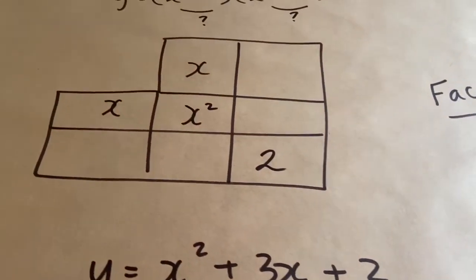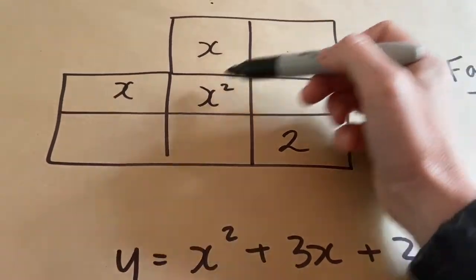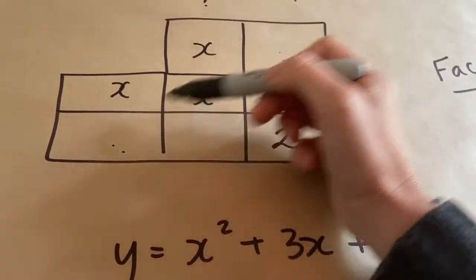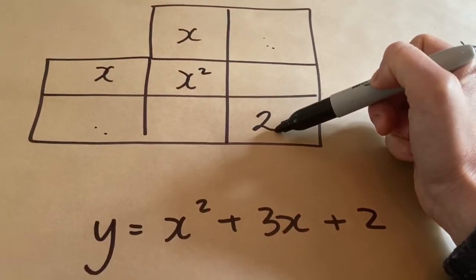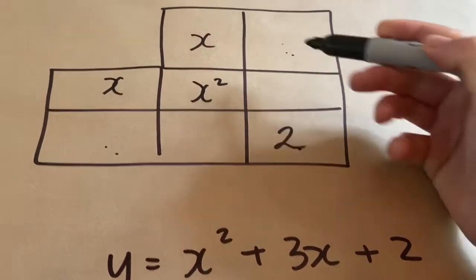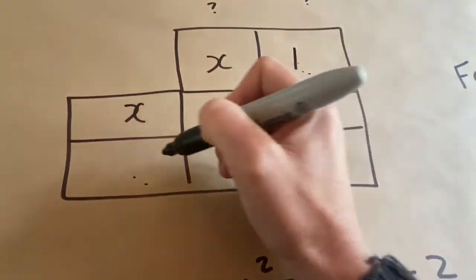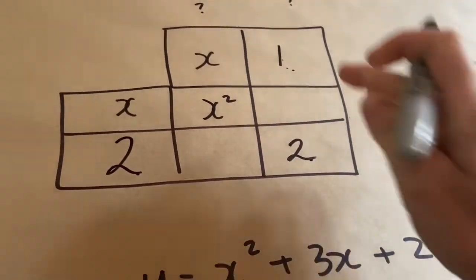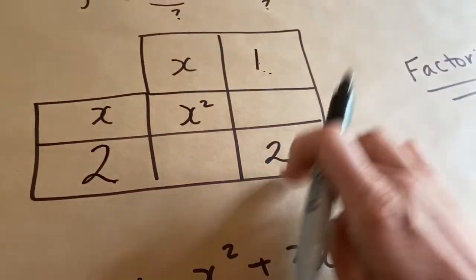Well, I know that these two numbers here need to multiply together to give me 2. What are the only two numbers that multiply to give you 2? I'm pretty sure 1 and 2 are the only numbers. 1 times 2 gives me 2.